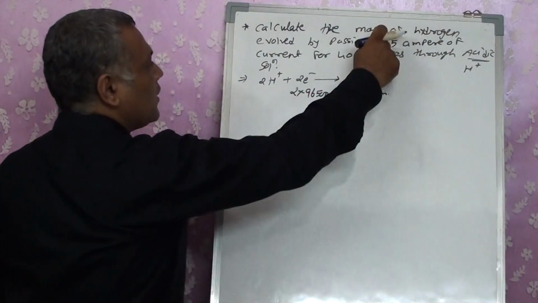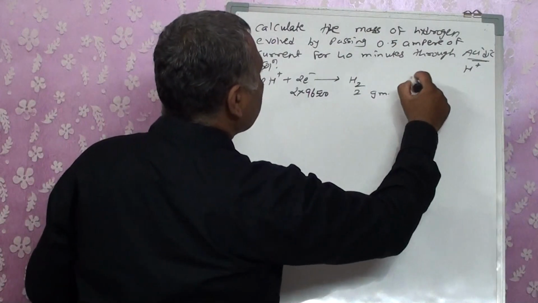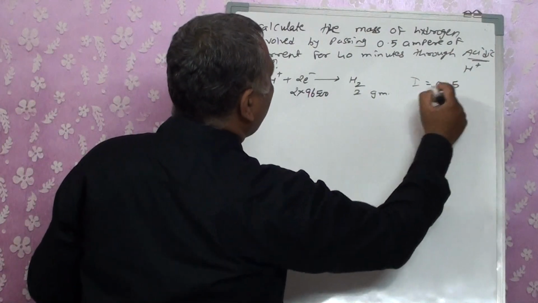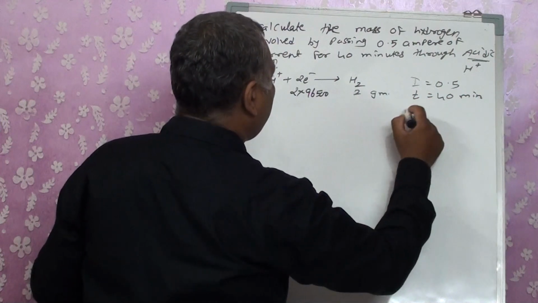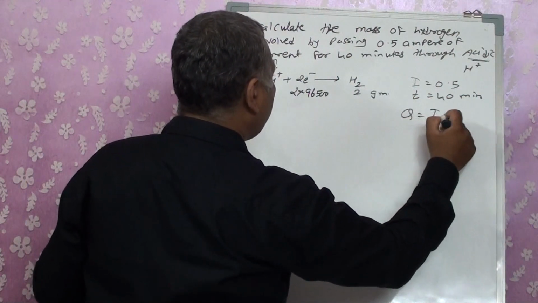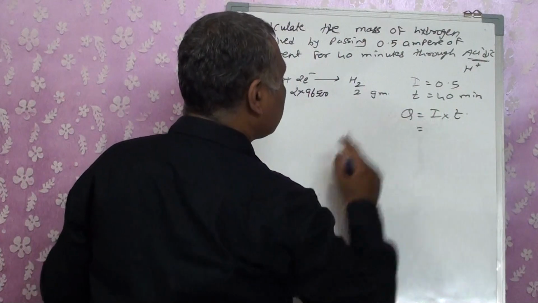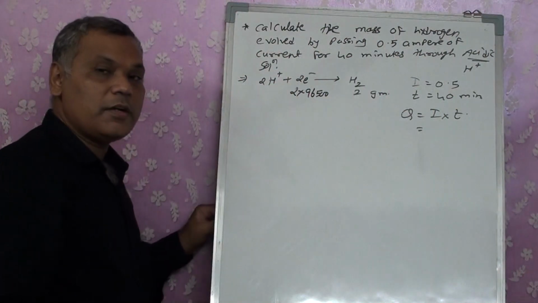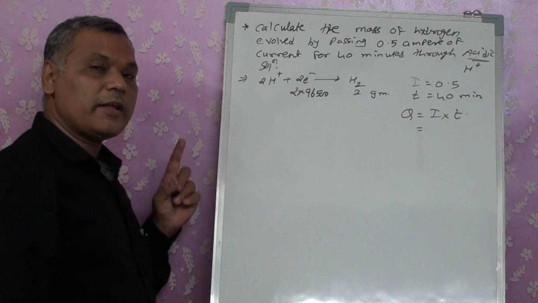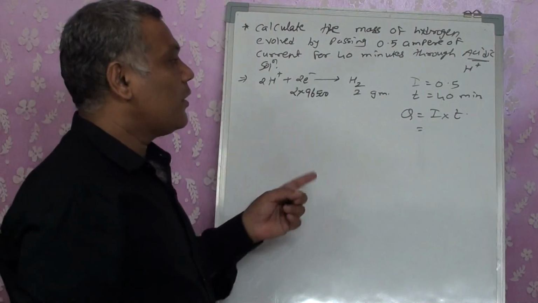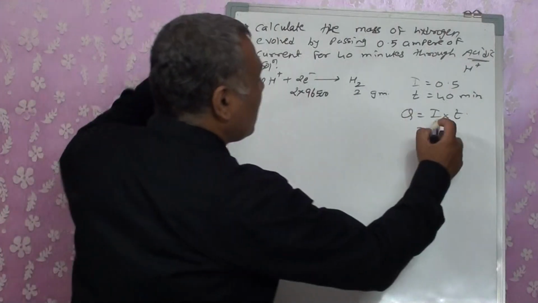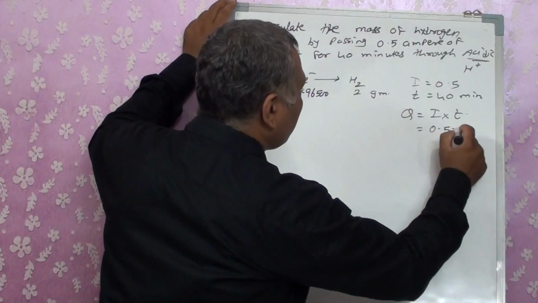In place of that, here it is given to me I, that is 0.5, and T, that is 40 minutes. So can I calculate Q equals I into T first of all? In the last sum, first of all we calculated Q and then from Q equals I into T we calculated T. This time here I and T both of them are given to us. So we will get Q.